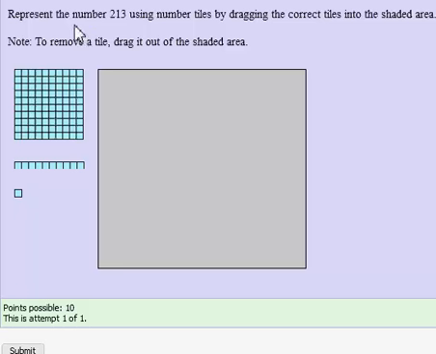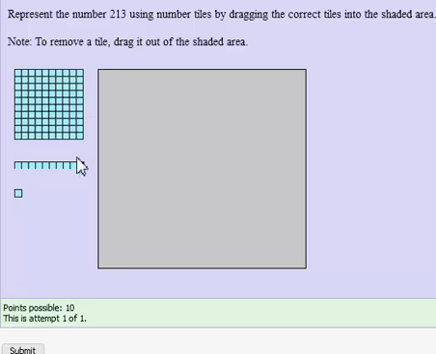In this problem, we are to represent the number 213 using number tiles by dragging them into the shaded area. Let's start by noticing that the number 3 is in the units place, and a unit will be represented by a little blue square shown here. The 1 is in the tens place.